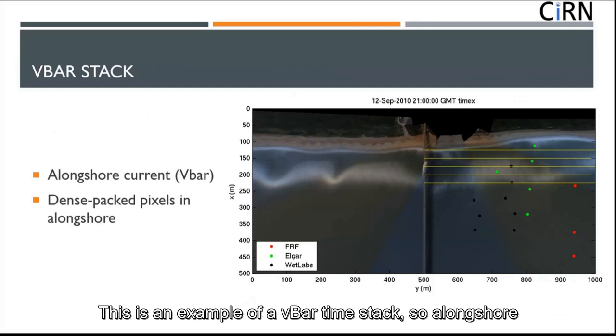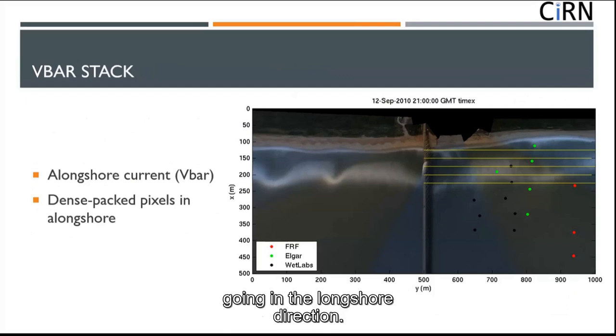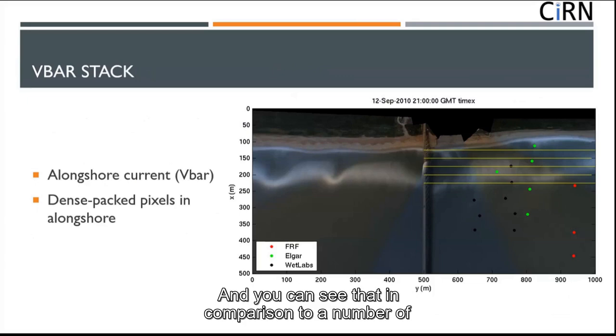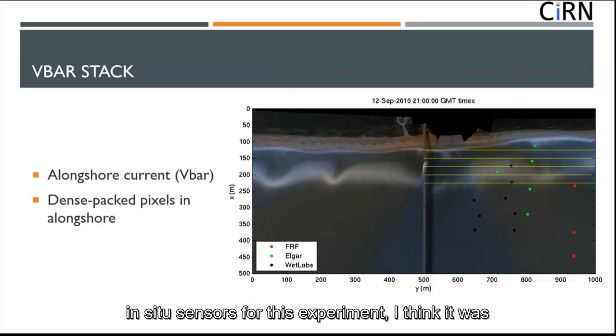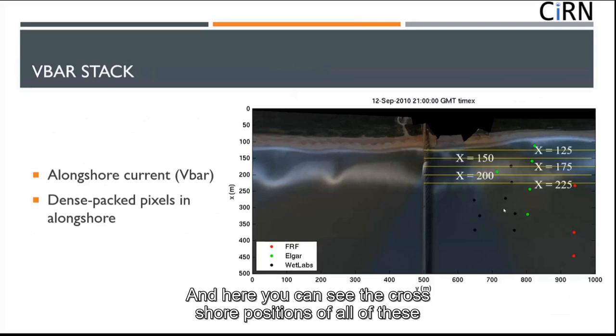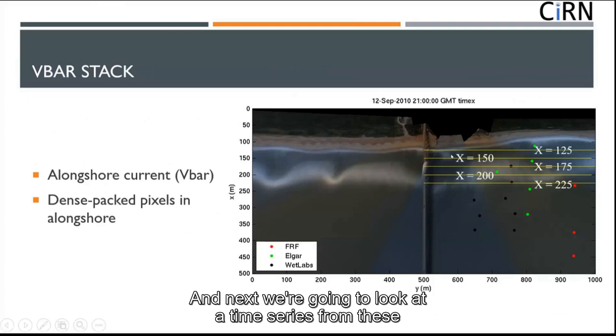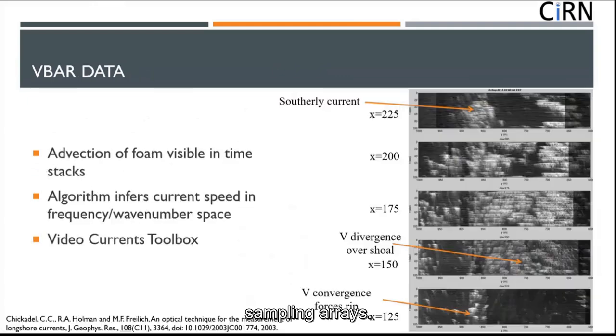This is an example of a V-bar time stack, so a longshore current time stack, and here they're densely packed pixels going in the alongshore direction. And you can see that in comparison to a number of in situ sensors for this experiment. I think it was called the surf zone optics experiment. And here you can see the cross-shore positions of all of these sampling arrays. And next we're going to look at a time series from these sampling arrays.